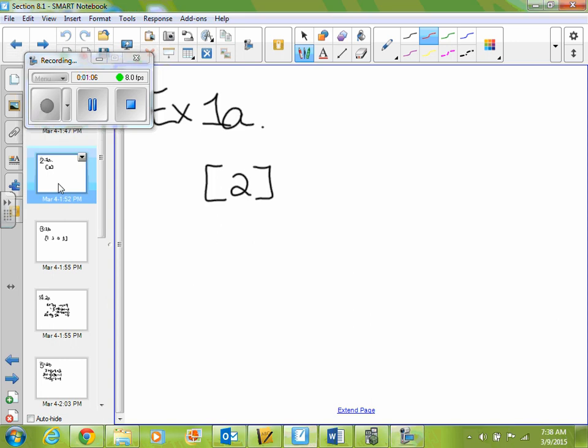Alright, so if I look at example 1a, I'm given a matrix of 2, and I need to find the order. So we always look at our rows first. So I can see that I have one row, so I know 1 is going to be the first part of my matrix. And then I look at the number of columns I have. I also only have one column, so this would be a 1 by 1 matrix.